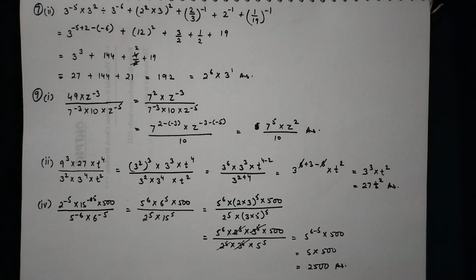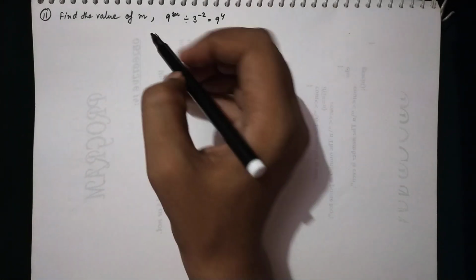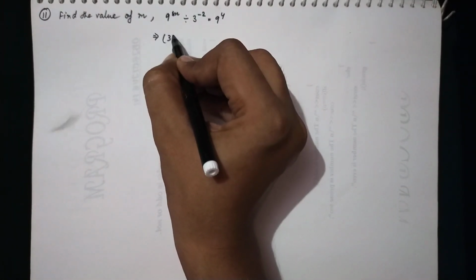Now let's see question number 10. We take question number 11. Find the value of m where 9 to the power m divided by 3 to the power minus 2 is equal to 9 to the power 4. Here we see that all the numbers can be written in the form of the power of 3. So here we write 9 as 3 to the power 2m.